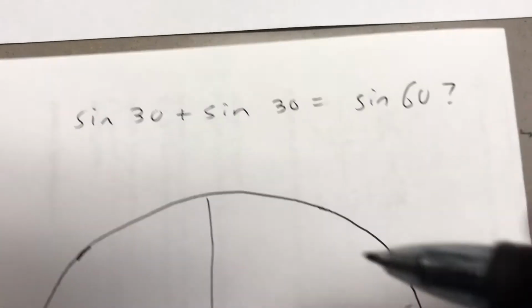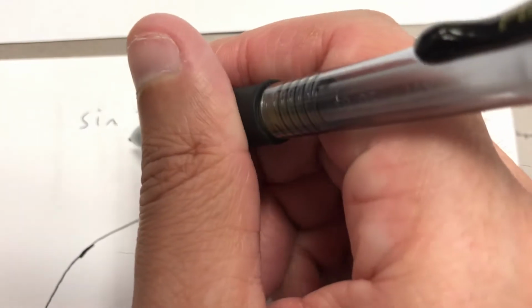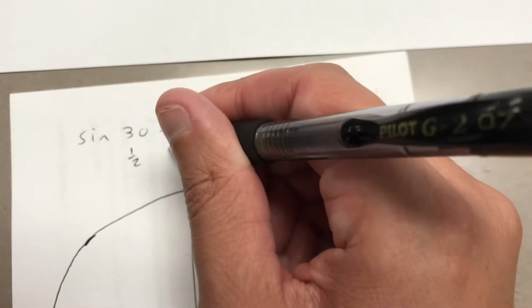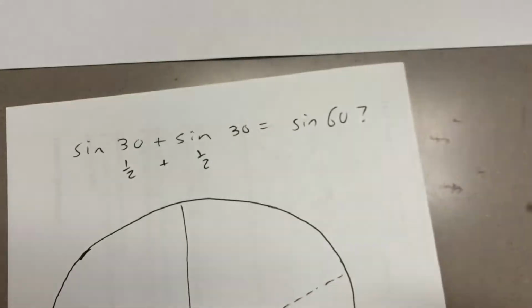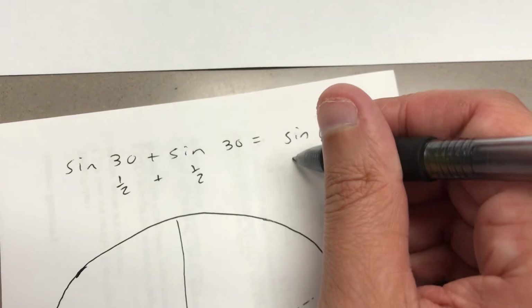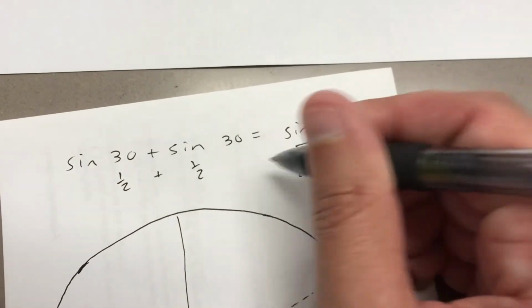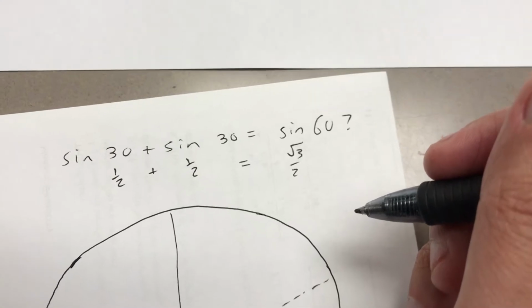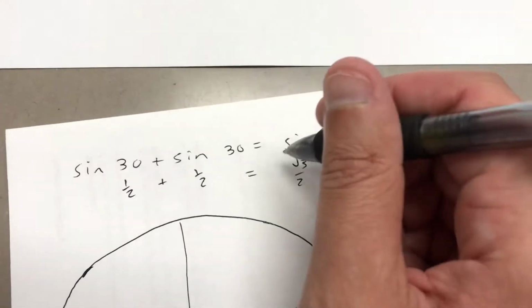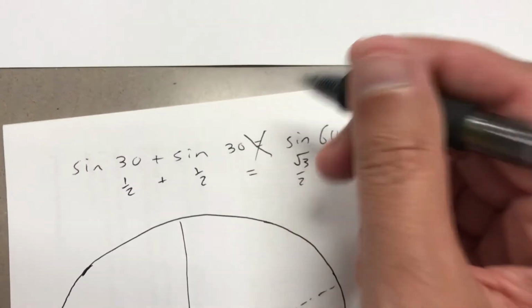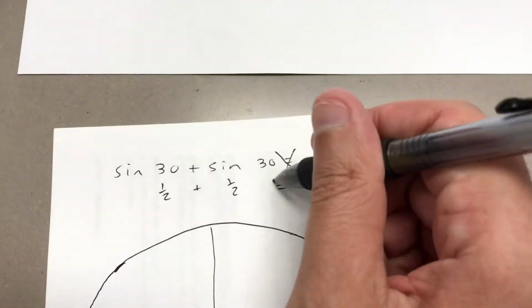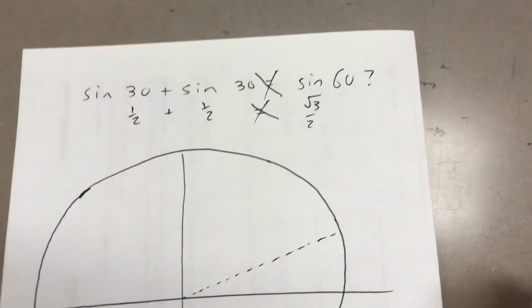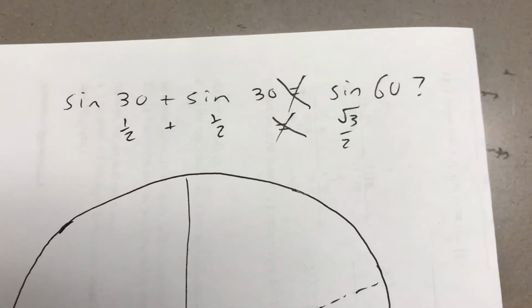And it's actually pretty easy to check if you know how to find values on a unit circle, or I suppose on a calculator. If you remember, the sine of 30 is 1/2. And of course, this other sine of 30 is also going to be 1/2. And if you think about the unit circle, the sine of 60 is radical 3 over 2. And I think you can see pretty quickly there, 1/2 plus 1/2 is 1, which is not the same thing as radical 3 over 2. So this tells us, no, you can't just add two angle measures together and create a new trig function.